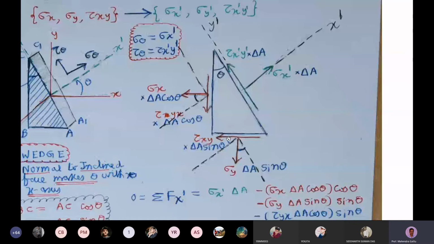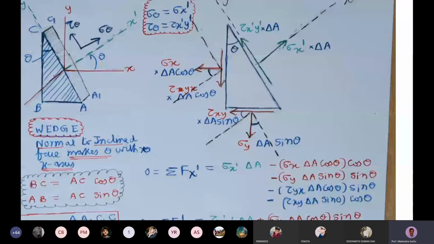We'll just write the components along the x prime direction. So along the x prime direction, we have sigma x prime delta A. For the normal component, sigma x delta A cos theta, the component along x prime will be here: sigma x delta A cos theta into cos theta. It will act in the negative direction, so that is what is shown here: minus sigma x delta A cos theta into cos theta. Similarly, for the normal component on this bottom surface, we have sigma y delta A sin theta, and this angle is theta. So this component will be sigma y delta A sin theta into sin theta. Okay, so that will act along this direction.